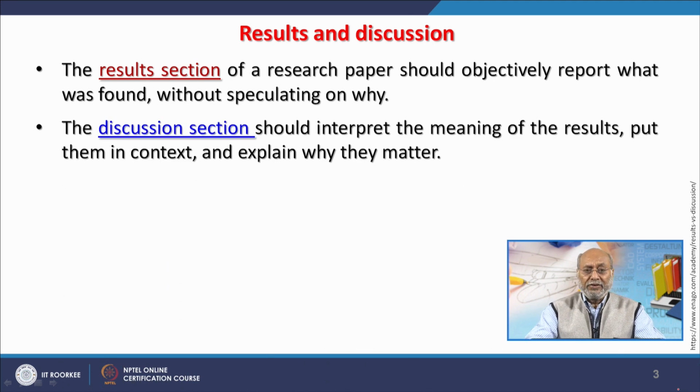Whereas in the discussion section, we interpret the meaning of the results, the purpose of the results, and how these results are important. Not only interpretation, sometimes we also go for inferences about the meaning of these results, and we try to put them in context and explain the entire topic of the paper, manuscript or your PhD thesis.